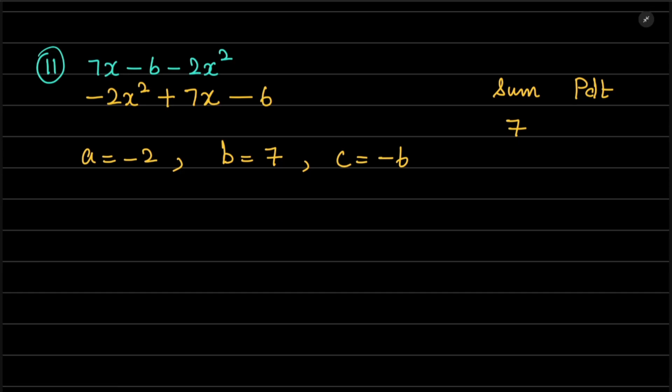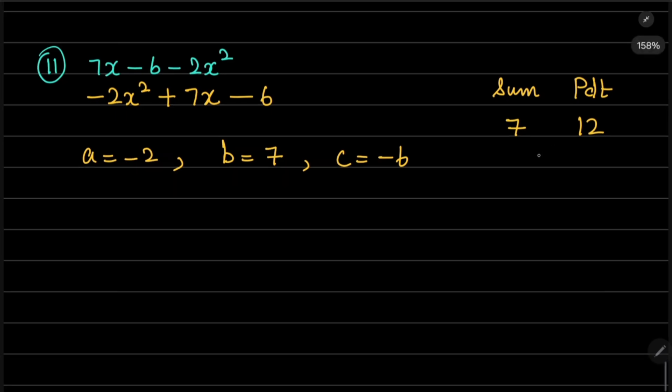So minus 2 into minus 6, which is plus 12. The minute you see 12, you can think of 4 and 3. 4 plus 3 is 7, and 4 multiplied by 3 is 12. So let's do the middle term splitting.